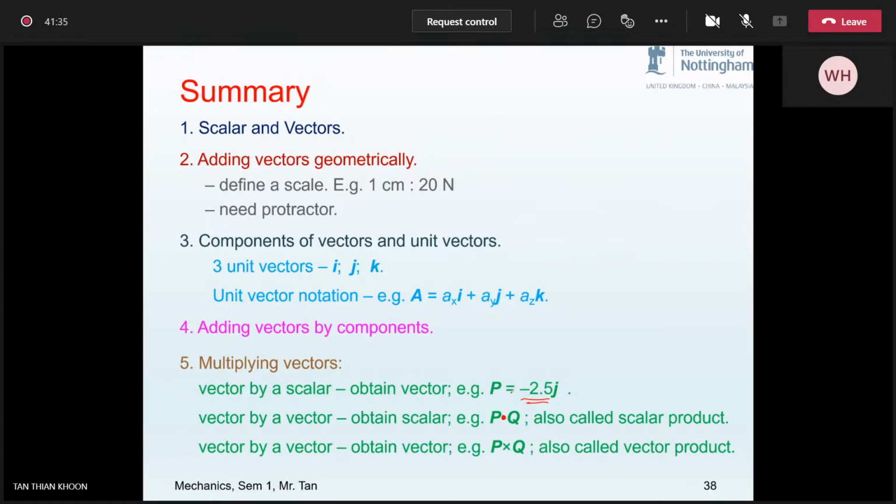The last way is the cross product. So remember, if the question gave us a cross, then the product is a vector product, so we should obtain a vector as our resultant multiplication. That's why they call it vector product. So that is the summary of this lesson 2.